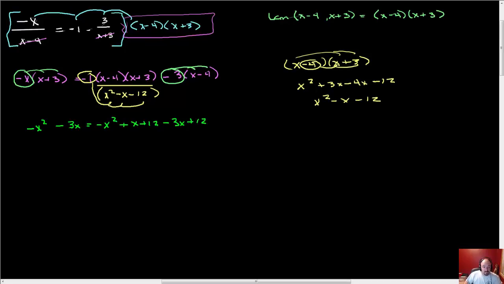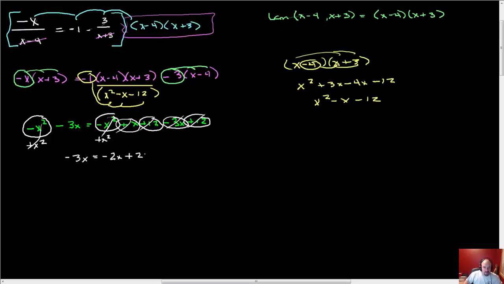All you do is clean this up. If you can notice, we have a negative x squared on that side and a negative x squared on this side. If I add x squared to both sides, these would eliminate, and I'm only left with the negative 3x is equal to, over here we can clean this up. I'm going to take my positive x here, my negative 3x here, combine like terms, leaving me with negative 2x. Then I take my positive 12 here, my positive 12 here, combine those, and I get a positive 24.